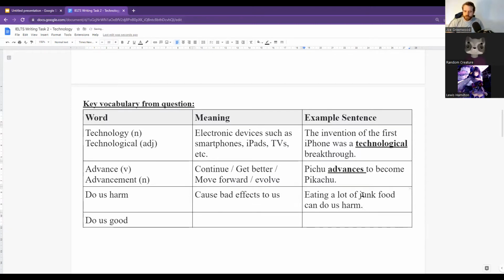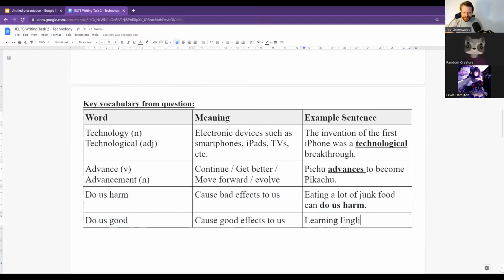Because it can lead to diseases, right? Do us harm. And what about do us good? Well, you know, the opposite of bad is good. So, good effects. Yes. So, can you give me a sentence using the phrase do us good? Learning English will do you good.